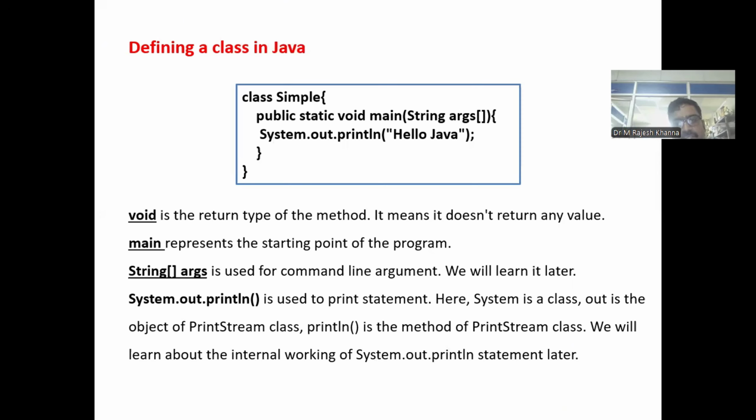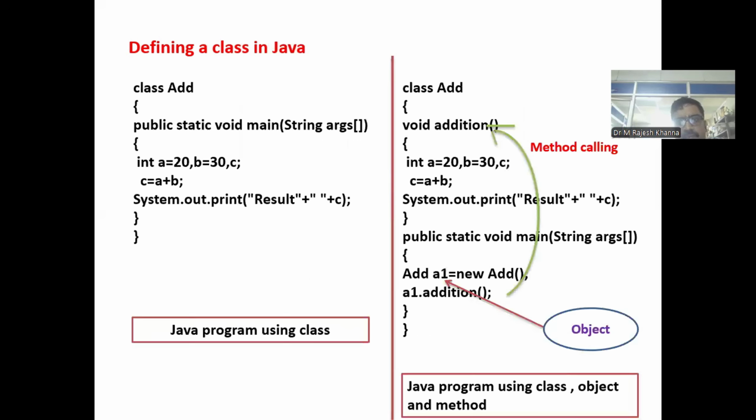Whenever we want to display any statement or get any value, I can do it with the help of System.out.println. So actually, this is the definition of a class. We are just defining a class in Java.